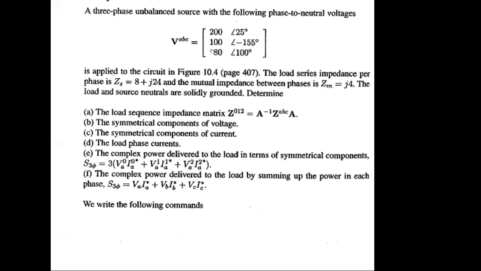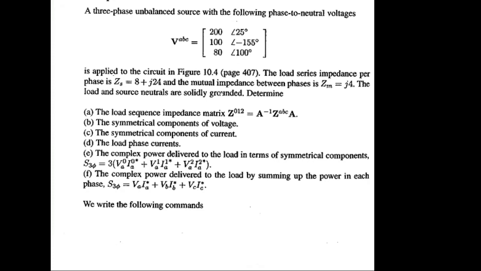225 degree. Second one, 100 minus 155. Third one, VC, 180, 100 degree. Yes, that is another good question, that the neutral impedance is not given in the problem, though there should be a ZN. So we take it to be 0, as mentioned, that should be 0. Another thing is that it is mentioned as solidly grounded in the problem statement: the load and source neutral are solidly grounded.